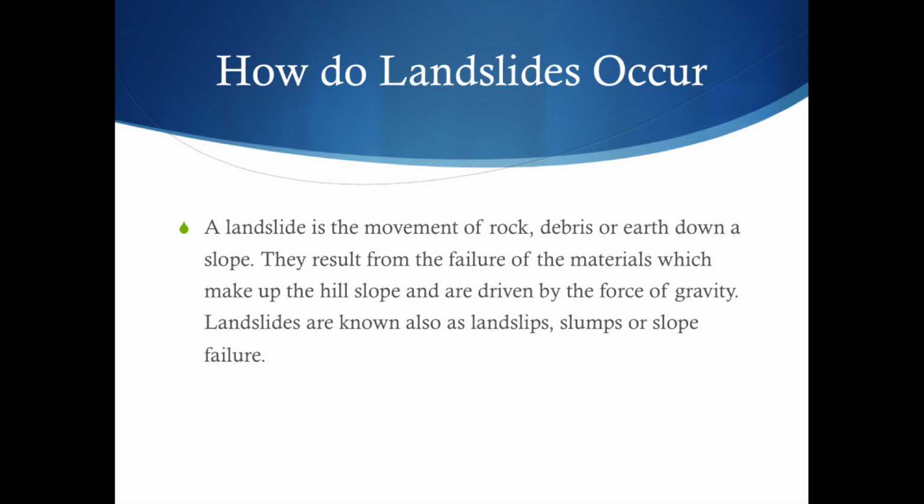How do landslides occur? A landslide is the movement of rock debris or earth down a slope. They result from the failure of materials which make up the hill slope and are driven by the force of gravity. Landslides are known as landslips, slumps, or slope failure.